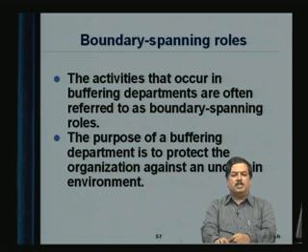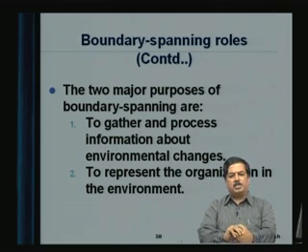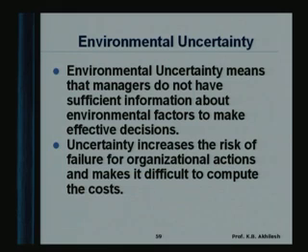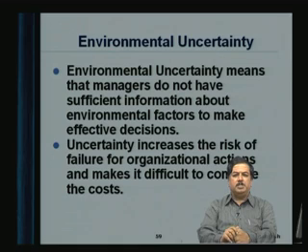Basically, they scan the environment and interpret the details of the environment to the organization. They gather and process information about the changes happening in the environment, and then represent the organization by providing proper information and details to others. These are the two important activities of boundary spanning. And to deal with environmental uncertainty, managers don't have sufficient information most of the time, so they have to take very clear decisions to make the organization effective.